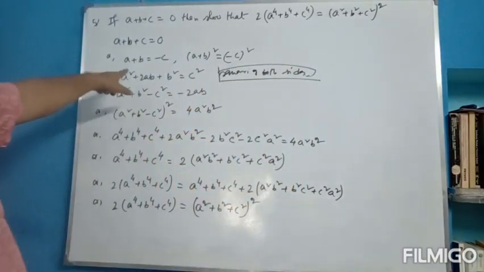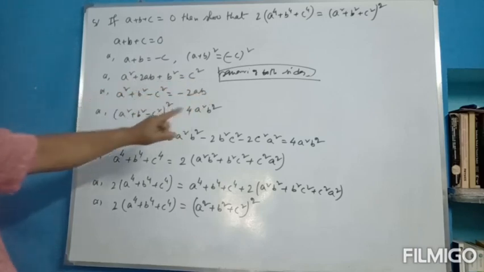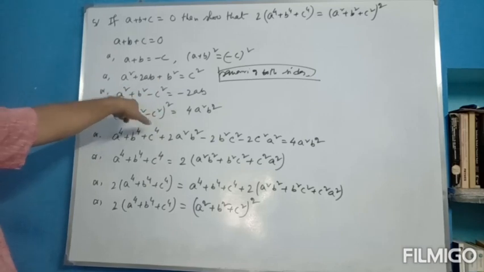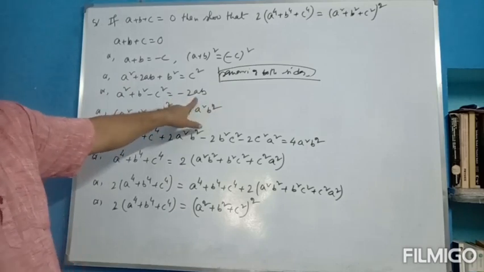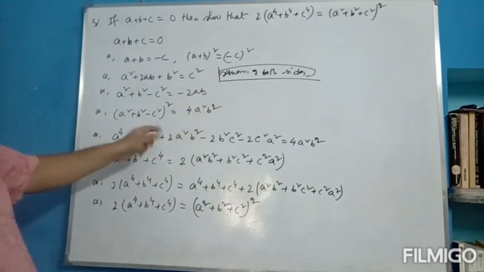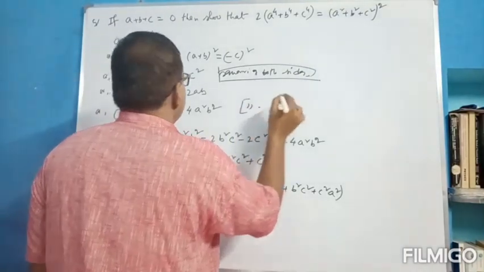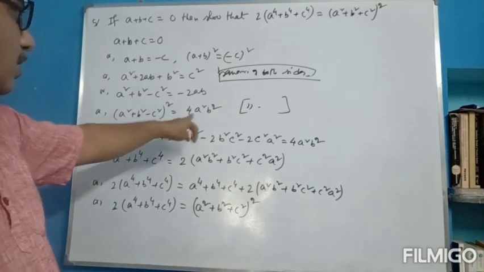So a plus b whole square is a square plus 2ab plus b square, that is equal to c square. Now taking this c square to the left hand side, a square plus b square minus c square, and taking 2ab to the right hand side, it will be minus 2ab. Again squaring both sides, then a square plus b square minus c square whole square is equal to 4a square b square.